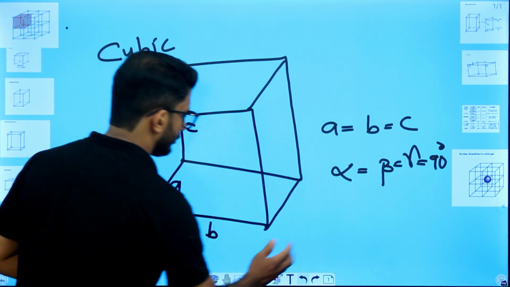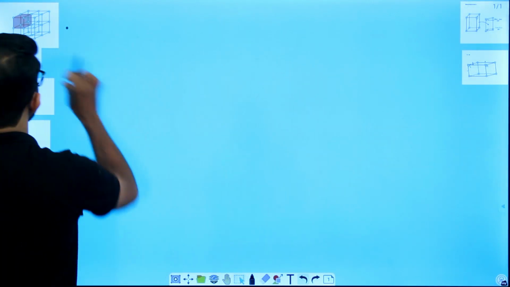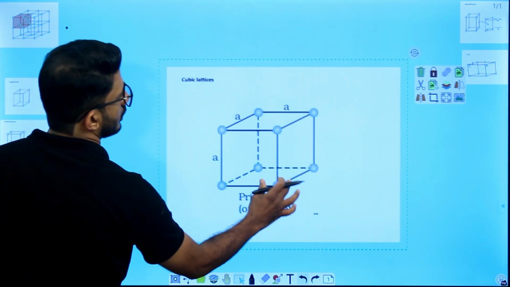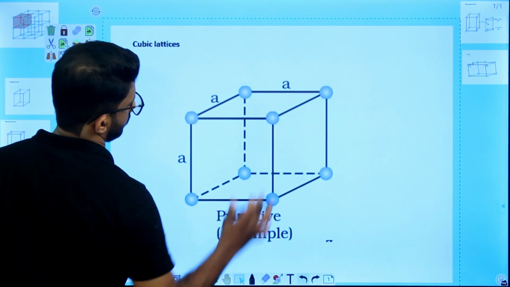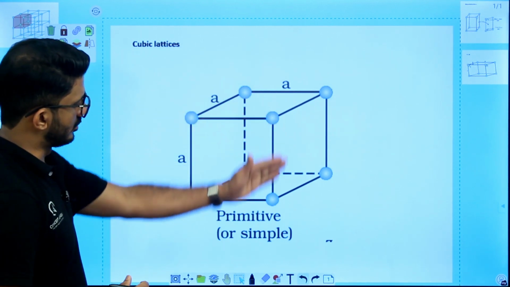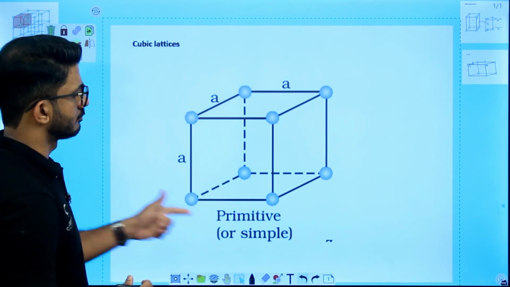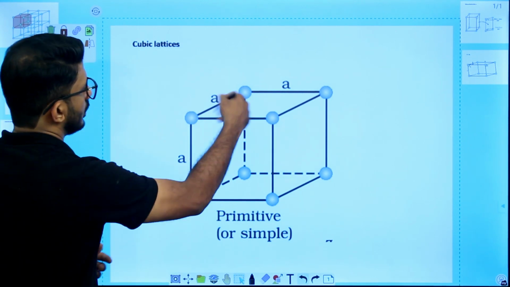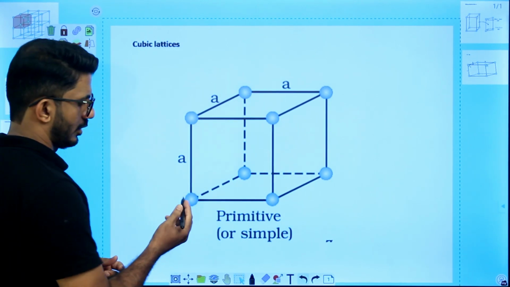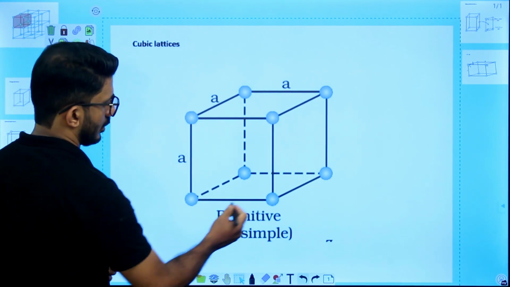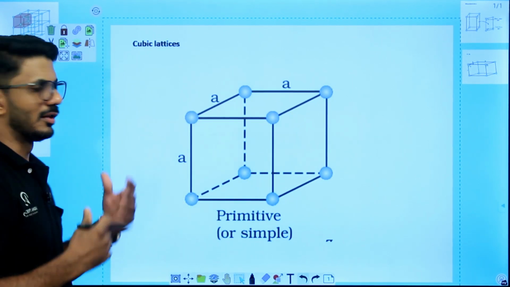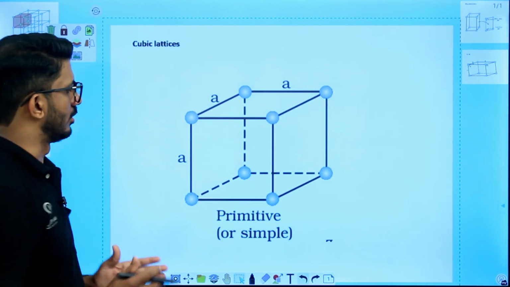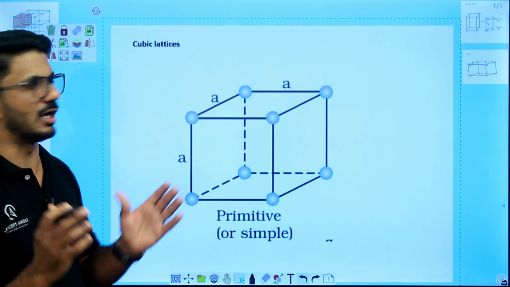Let's see. This is a cubic unit cell. This cubic unit cell is primitive. There are other possibilities, but I have taken primitive as the example. The particles are present only at the corners. Here, this is A, B, C, and A is equal to B is equal to C. And alpha is equal to beta is equal to gamma is equal to 90.